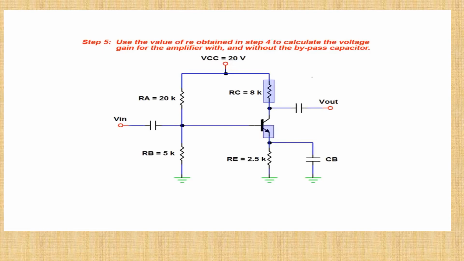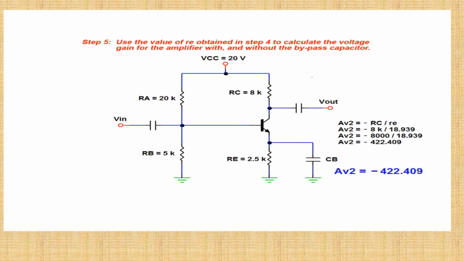With the capacitor in place, resistor Re is effectively bypassed for AC signals and does not contribute to the AC voltage gain calculations. Once again, we're using the simplified version of the voltage gain calculation that disregards transistor beta. With the absence of resistor Re in the denominator of our equation, the result of the second calculation is much greater than the first, and we arrive at a value of minus 422.409 as the voltage gain for the modified circuit.